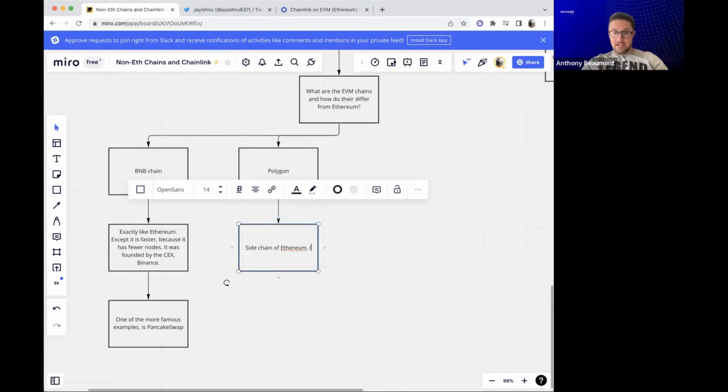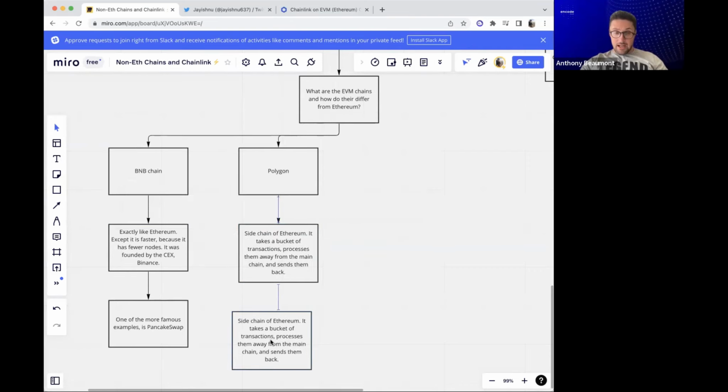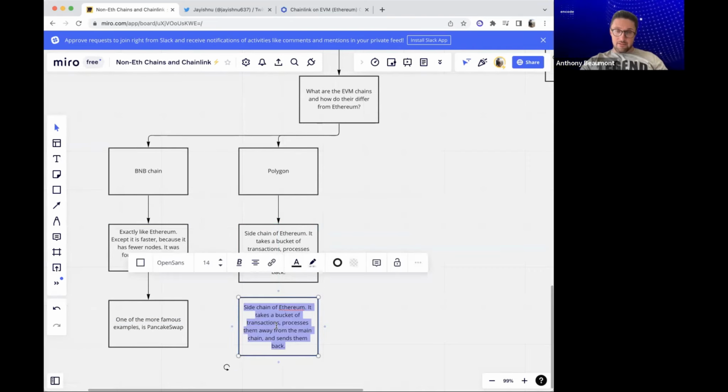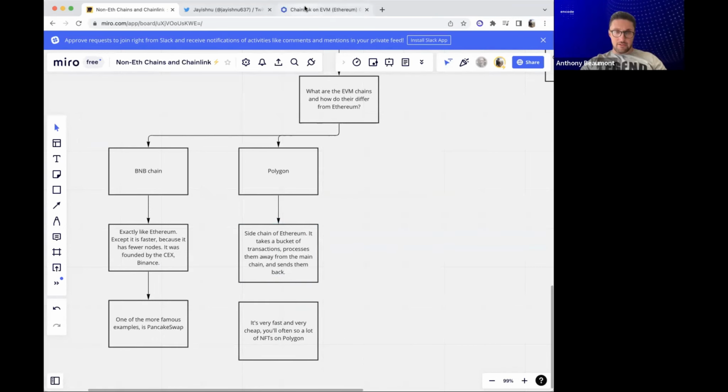which basically means it takes a bucket of transactions, processes them away from the main chain, and sends them back. Therefore, it's exactly like Ethereum in every other respect. It's very fast and very cheap. You'll often see a lot of NFTs on Polygon. That's Polygon. So we've already covered 2 chains.